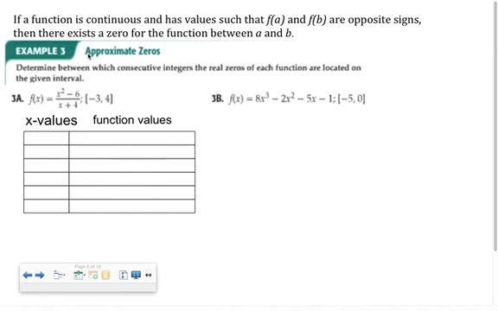Okay, so we're going to take these values for x, the -3 all the way up to 4, plug them in and find our function values and see where the signs change. So when I take -3 and plug it in, I have 3 squared, which is 9, minus 6, which is 3, over -3 plus 4, which is 1, so that's just 3. When I plug in -2, I have -2 squared is 4, 4 minus 6 is -2, and I'm dividing that by 2, so that's -1.